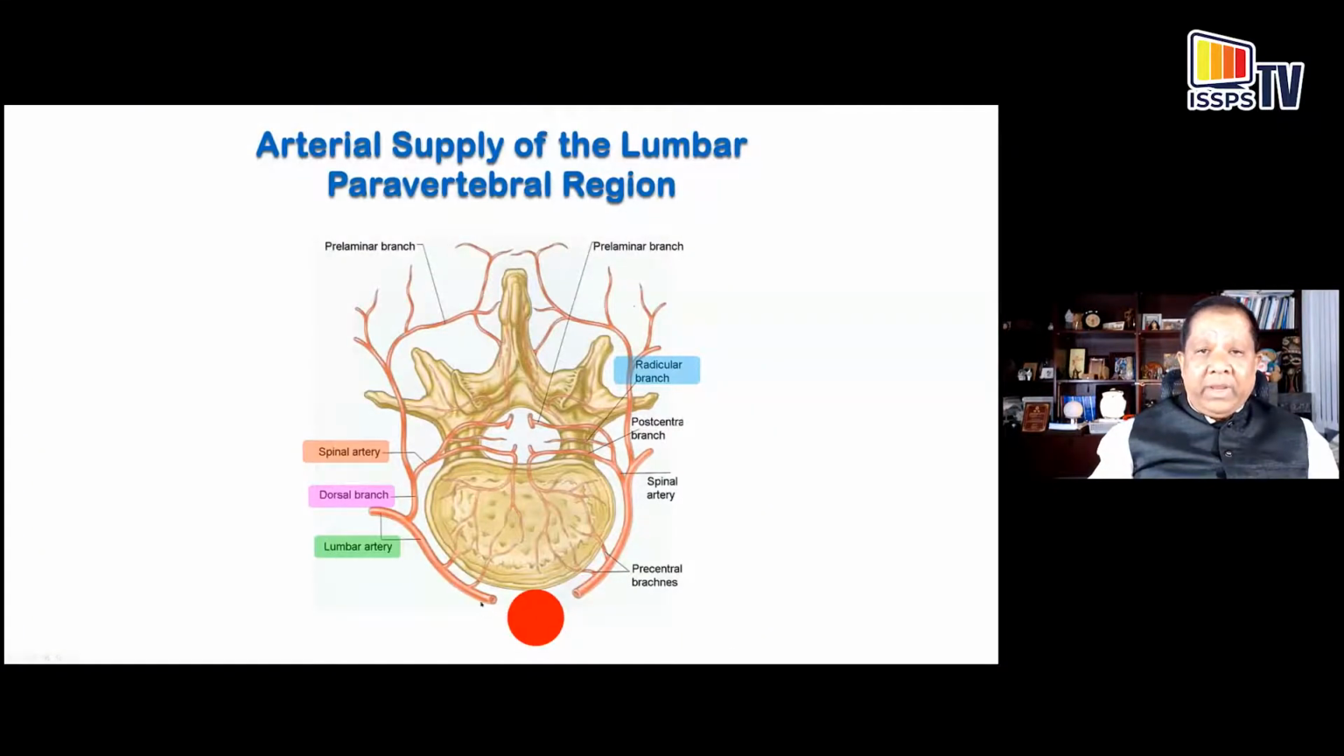Just for a quick recap, the lumbar arteries are given off from the aorta, and then they immediately give off the dorsal branch, and the dorsal branch gives off some of the radicular branches that supply part of the spinal cord and the vertebra. The dorsal branch actually goes posteriorly to supply the erector spinae group of muscle and the osseous elements in the posterior part.